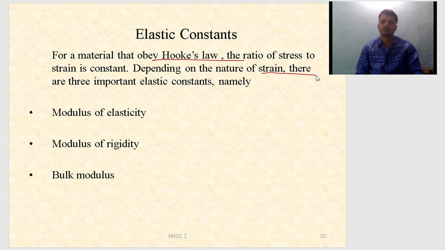Depending upon the nature of the strain, there are three important elastic constants. First one is modulus of elasticity, then modulus of rigidity, and bulk modulus. In almost all subjects, we have learned about these three important elastic constants. What is the elastic constant? It is for a material that obeys Hooke's law. What is Hooke's law? Hooke's law states that stress is directly proportional to strain, according to the tensile stress.